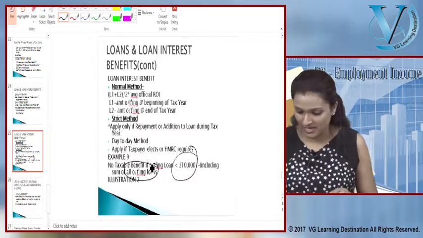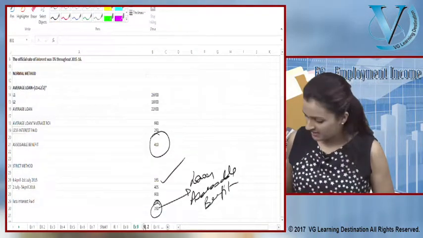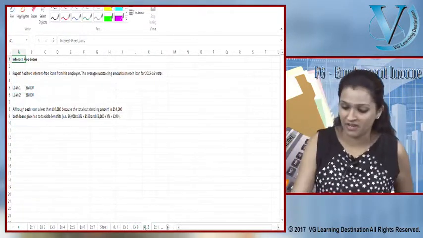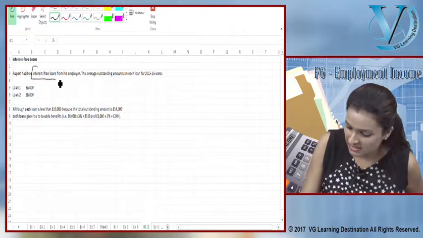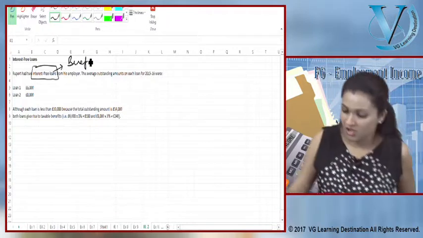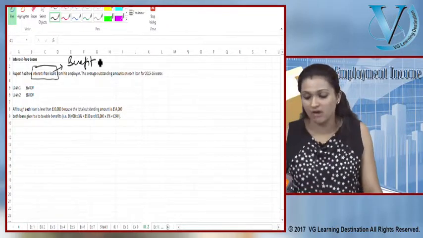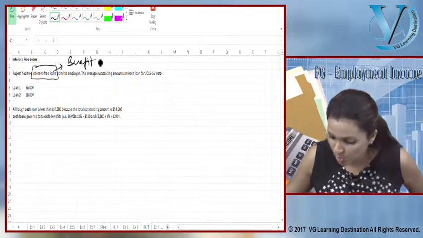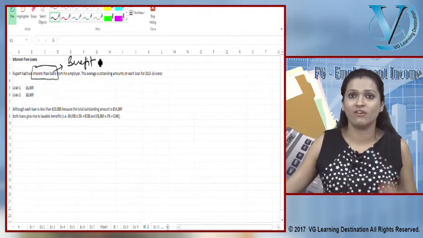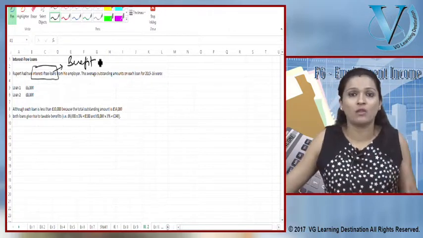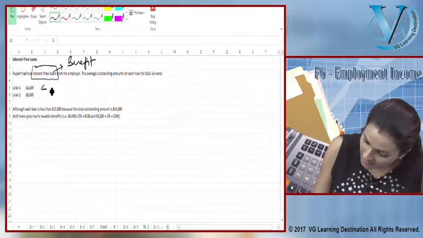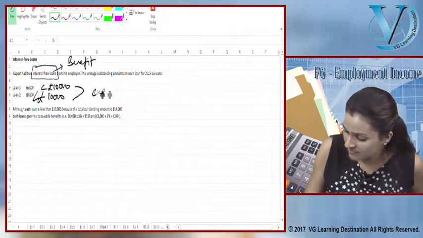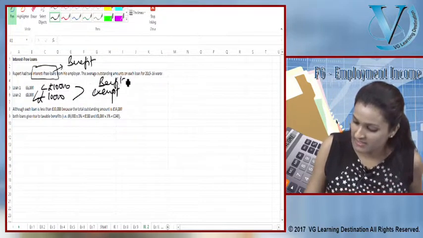Let's quickly understand this with the help of an illustration. Right. So Rupert had 2 interest-free loans from his employer. Because it's interest-free, definitely it is a benefit from his employer. The average outstanding amounts of each loan for 15-16 were loan 1 £6,000, loan 2 £8,000. Now let's have a look at it: as Rupert, I can say my loan is less than £10,000, so it should be exempt. The benefit should be exempt, right?